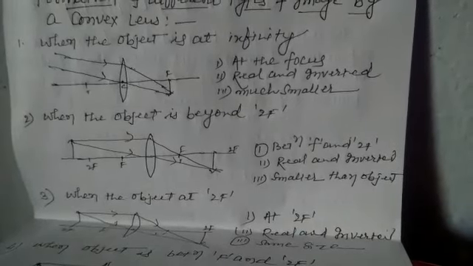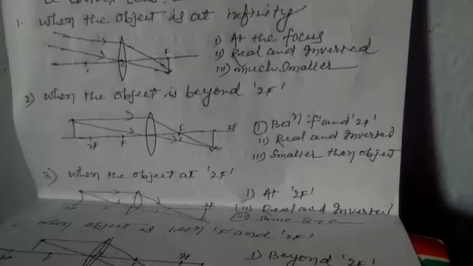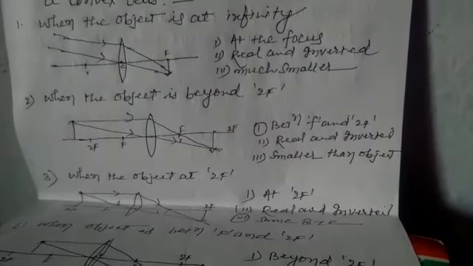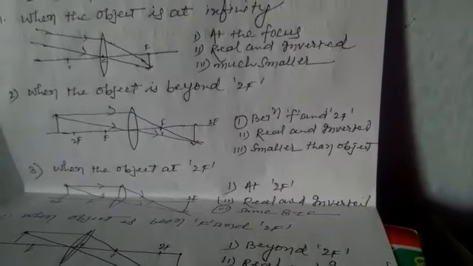First condition, when the object is at infinity, the image will be formed at the focus, real, inverted and much smaller. Second condition, when the object is beyond 2f, a ray parallel to the principal axis passing through the focus, another ray passing through the optical center, both rays intersect between f and 2f. An image will be formed between f and 2f, real, inverted and smaller than the object.